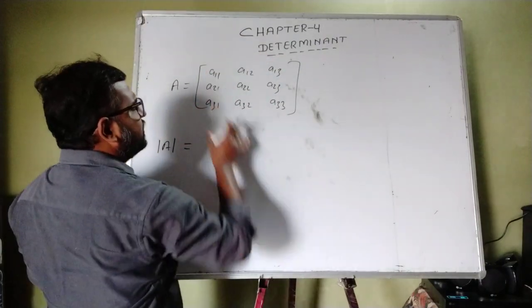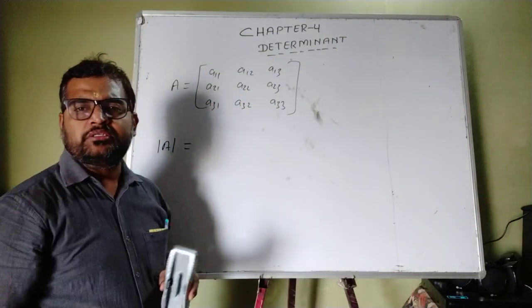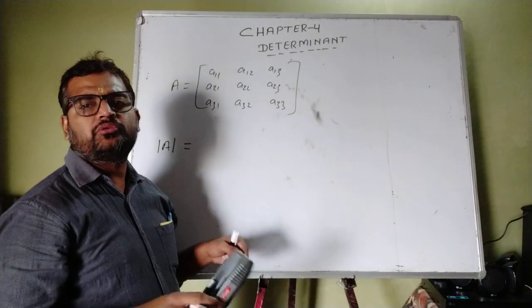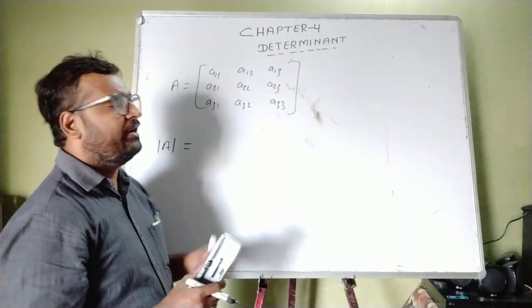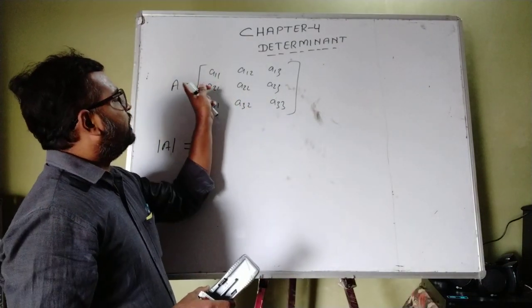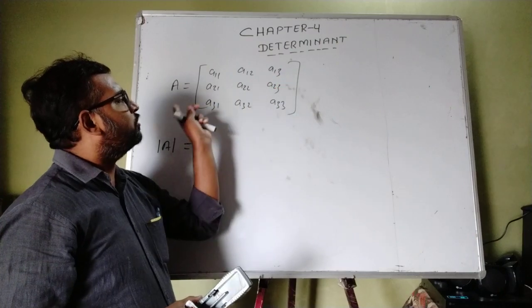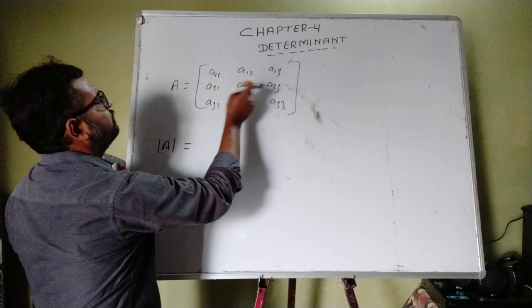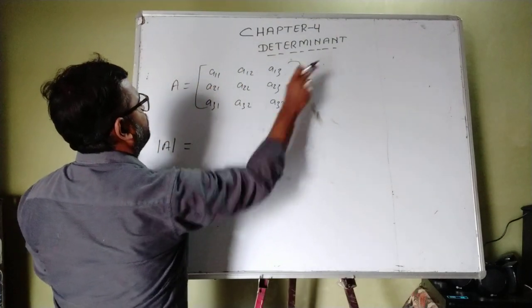You can find the determinant of any square matrix by expanding through any row or expanding through any column. How many rows are there? 3 rows are there. And how many columns are there? 3 columns are there. So suppose we are going to expand through the first row.